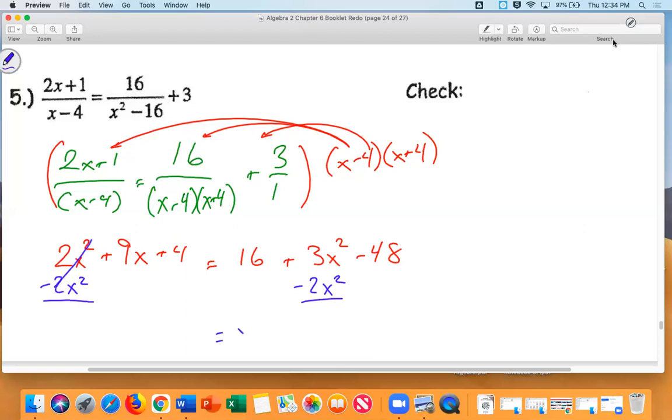All right, that's going to give me x squared. And then I'm going to move the 9x over to that side as well. There's no place to combine it. So I have minus 9x. 16 minus 48 is negative 32, minus 4, well, that's going to be negative 36, equals 0. Now I've got to think, what are the factors? Chris, you look puzzled.